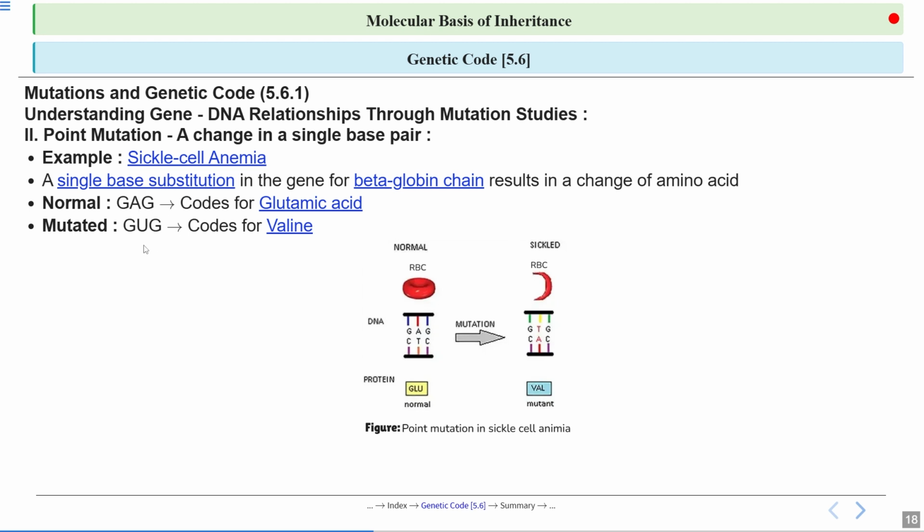This A got substituted by uracil, and what did it become? GUG. And now this GUG is coding for what? It is coding for the amino acid valine. Just because of this single mutation, the normal RBC became sickle cell, and that's how people suffer from sickle cell anemia. One change and the person is affected. So here we can see how a point mutation has led a person to become sickle cell anemic.